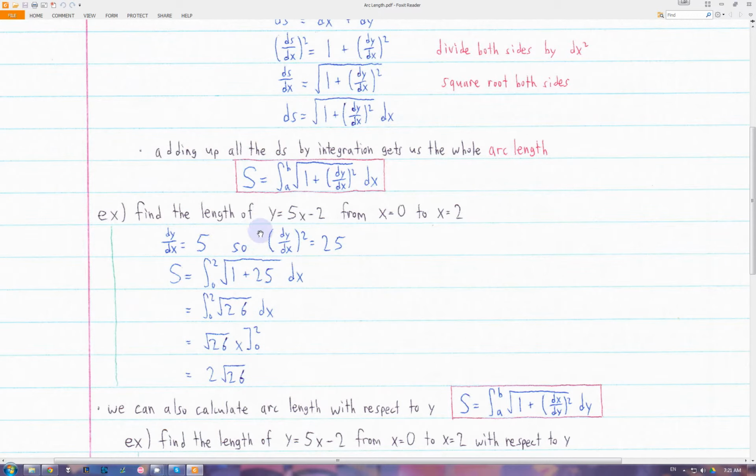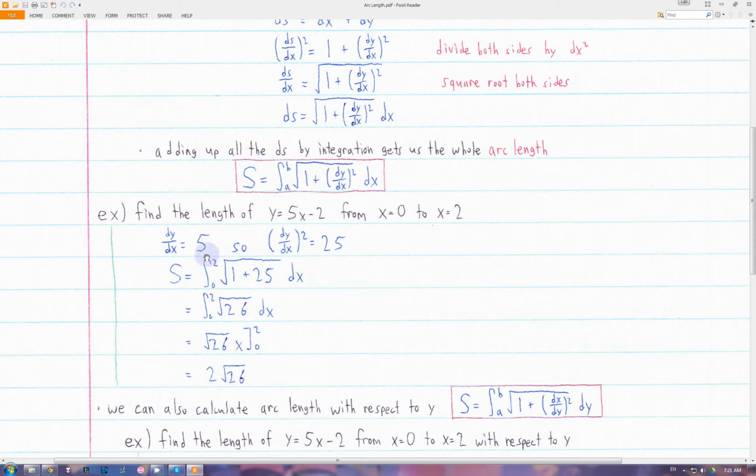So if we want to find the length of this curve, which is just a line from 0 to 2, first I like to find the derivative, which is 5, and then square the derivative, which is 25, and then plug that into the formula.